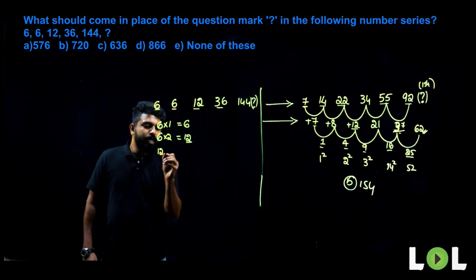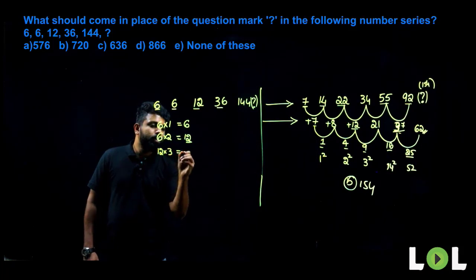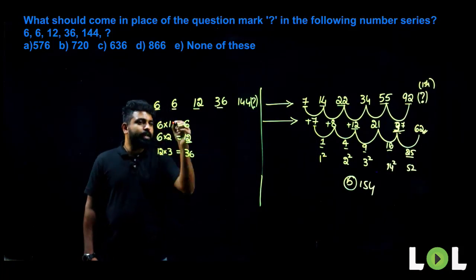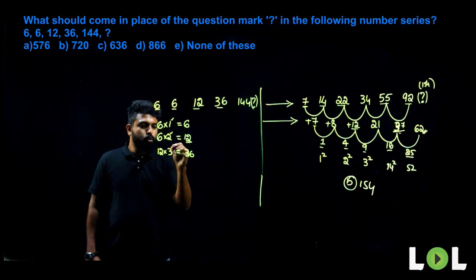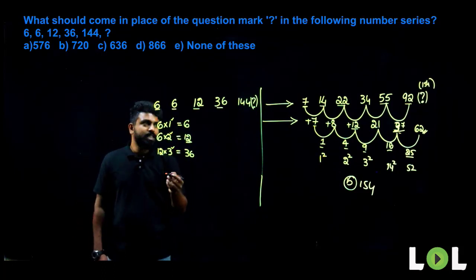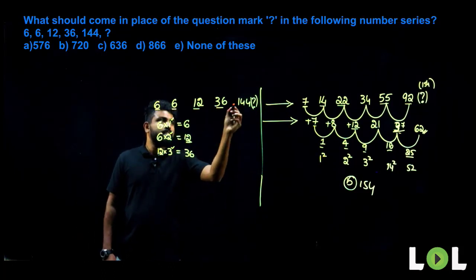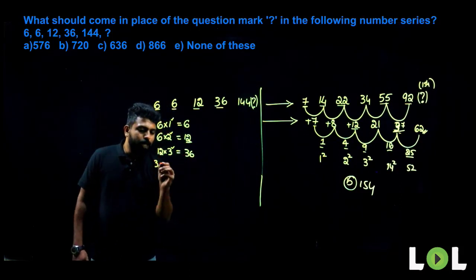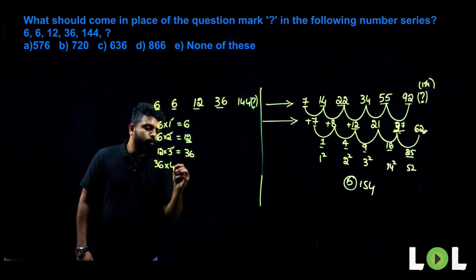So 12 into 3 gives me 36. What is happening here? It is into 1, 2, 3. So what should be my next multiplication? What do I need to multiply with 36 to get 144? I need to multiply 4 with 36 to get 144.